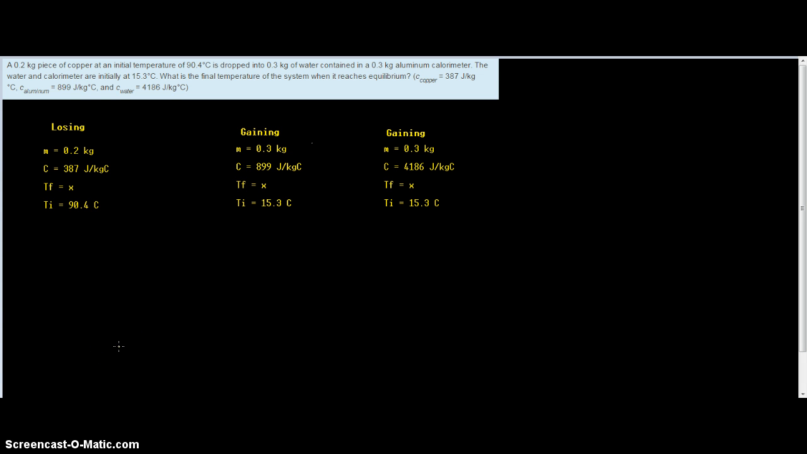So in looking at this problem, we're told that a 2 kilogram piece of copper at an initial temperature of 90.4 degrees Celsius is dropped into 3/10 kilograms of water containing an equal mass aluminum calorimeter. The water and calorimeter are initially at 15.3 degrees Celsius. What is the final temperature of the system when it reaches equilibrium? And again, we're told the specific heats of copper, aluminum, and water are 387 joules per kilogram degree Celsius, 899 joules per kilogram degree Celsius, and 4,186 joules per kilogram degree Celsius, respectively.